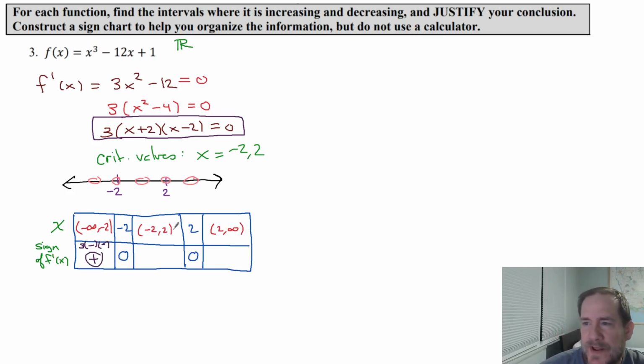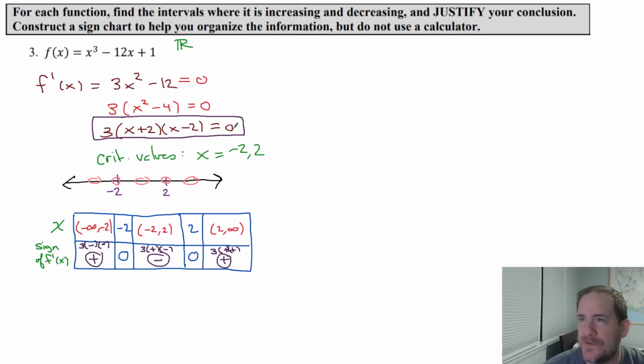Then pick a number between -2 and 2. Probably you'll pick 0. And then you get 3 times something positive times something negative. And 3 times something positive times something negative would give a negative. Then pick a number greater than 2, like 1,000,000, and you get 3 times something positive times something positive, which of course is something positive. So here's your completed sign chart.